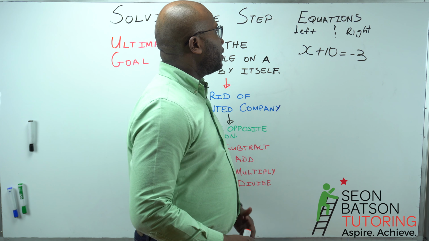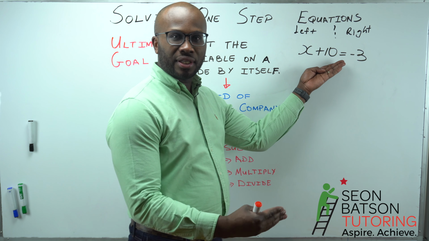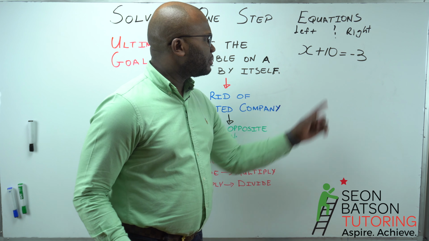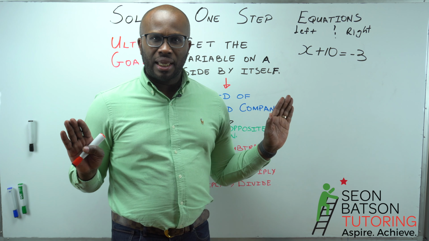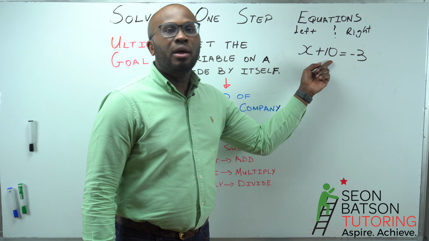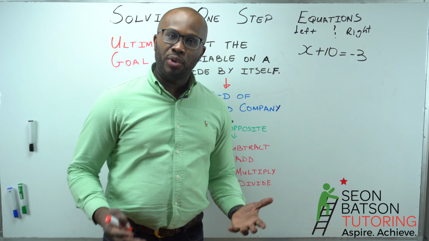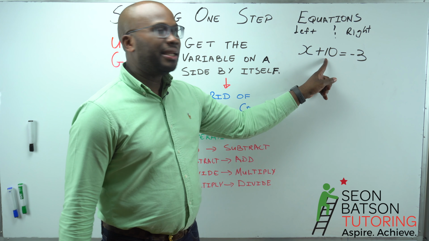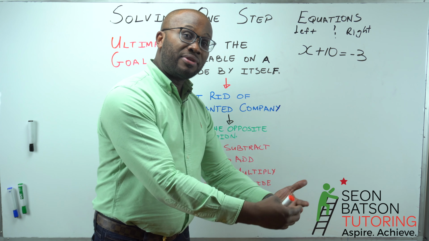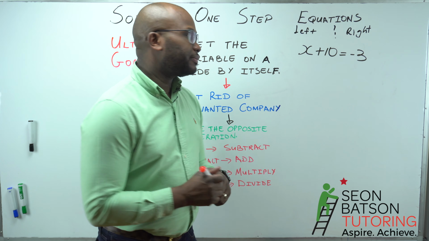So our goal here will be to get the x on the left side by itself. However, the x has company, 10. The x doesn't like company. The x wants to be by itself. So we are asked to get rid of this 10. How are we going to get rid of the 10? Well, since the 10 is adding, we will subtract, because the opposite of addition is subtraction. So we will subtract to get rid of this 10.